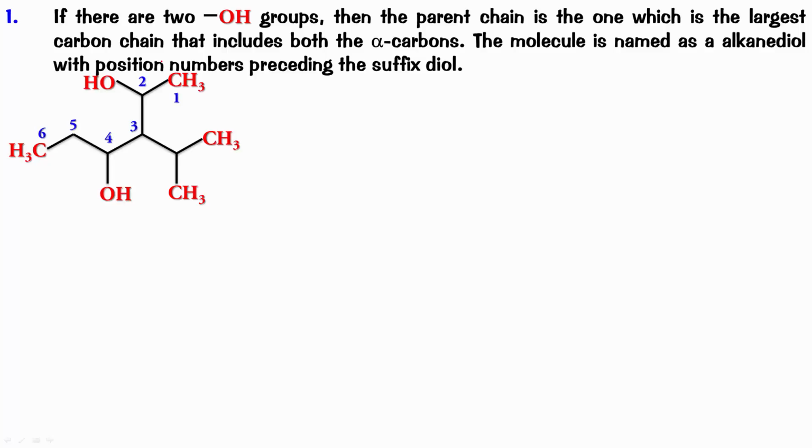Now we got 6 carbon atoms here. So what is the parent? The parent is going to be called hexane. I'm going to retain the E. 2,4-diol. This is the parent name. And there is only one substituent sitting at 3, and this is isopropyl. So this is going to be 3-isopropyl hexane 2,4-diol.